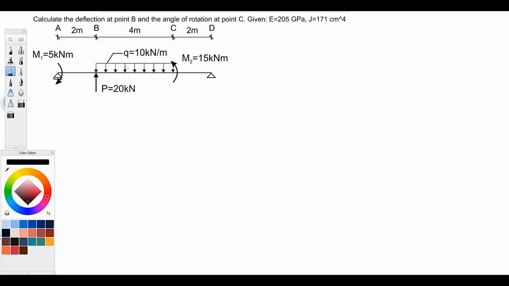We are given E, which is Young's modulus, 205 gigapascals, and the moment of inertia of the cross-section, 171 centimeters to the 4. We will start by recalculating Young's modulus and the moment of inertia into stiffness. This will be needed at the very end of the task, but if we do it now, we won't have to remember it later. EI is equal to 205 gigapascals, 205 giga, which is 10 to the 9, times 171 centimeters to the 4, which is 10 to the minus 8. We converted gigapascals to pascals, cm to the 4 to m to the 4.